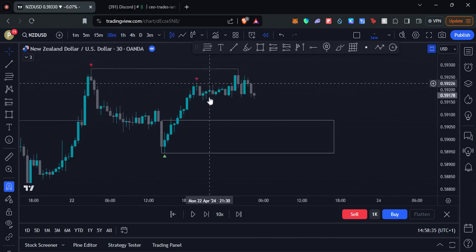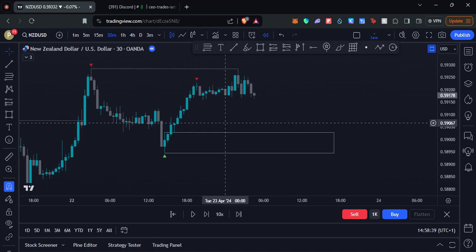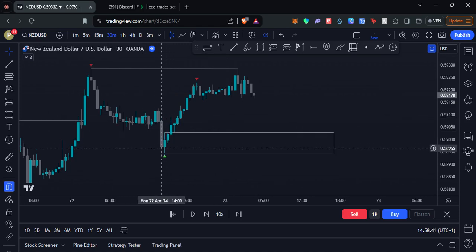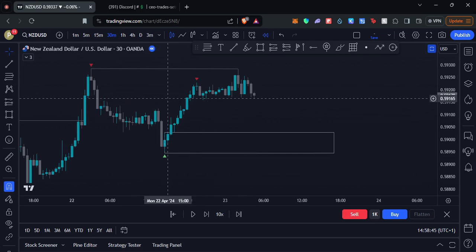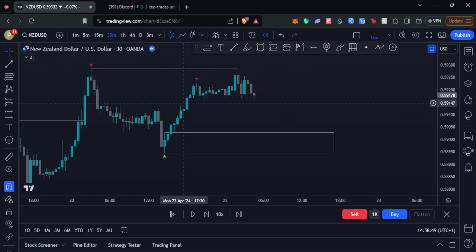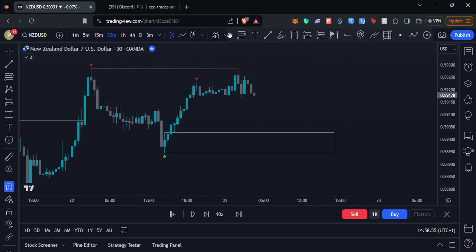If we drop down to the 30-minute, we can refine this zone down into this extreme zone, which took liquidity and then went up to break a 30-minute structure. Now that we're piecing together the story that price is trying to tell us, we can identify how we are going to get into this trade. For that, we mix in our amazing Judas swing trading strategy.